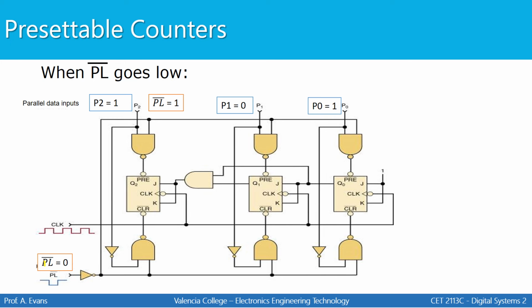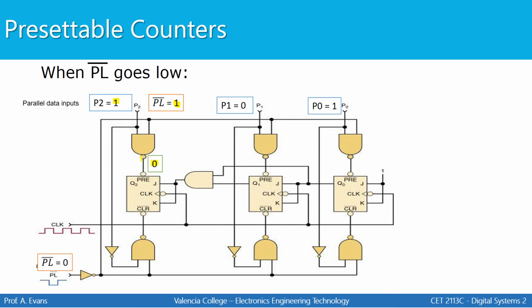The first thing that you'll see is that pulse load gets inverted right here. And the output of that inverter is being sent right here into this NAND gate. So I have P2 and the inverted pulse load going into this NAND gate. Or you can think about it as a 1 and a 1 going into a NAND gate. A 0 is going to come out of that NAND gate.